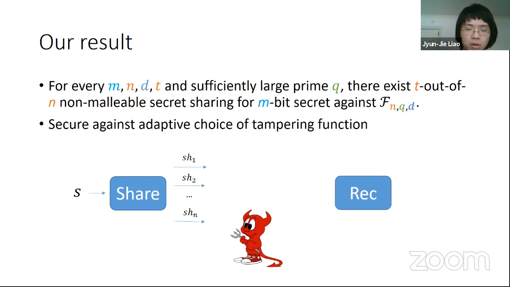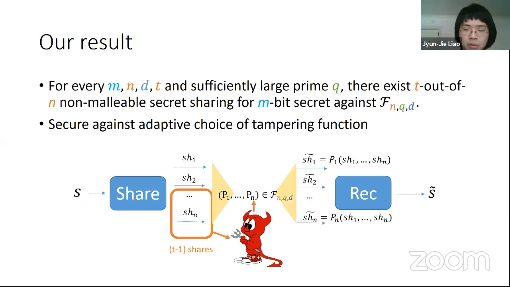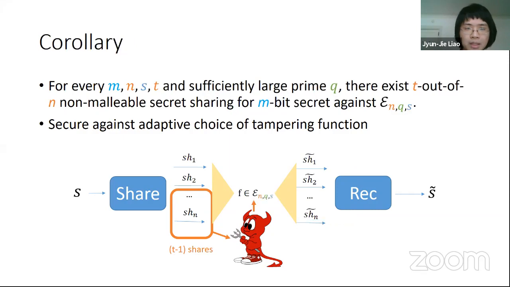Furthermore, we actually provide a stronger security guarantee in that we allow the adversary to adaptively choose the tampering functions. More precisely, the adversary can first check some t-1 shares, and then use these shares to decide some degree d polynomials as a tampering function. Then the adversary will apply the polynomials on the shares to get the tampered shares. We want to emphasize that this is actually a pretty strong security guarantee because it allows the adversary to tamper these shares jointly and arbitrarily. And similar to our non-malleable code, our non-malleable secret sharing also works for arithmetic circuits.